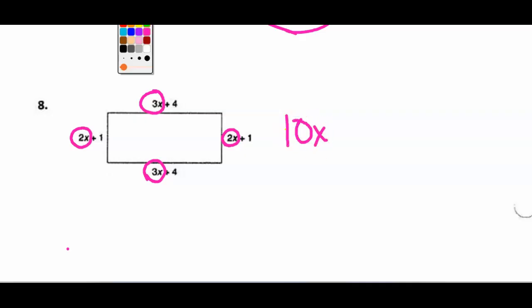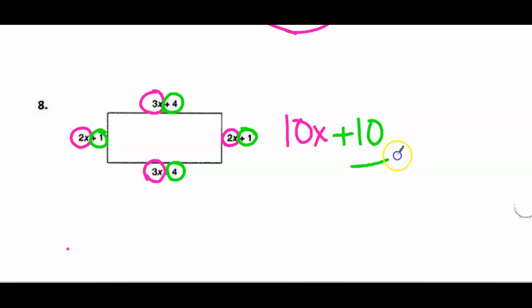Now, the last thing are these numbers by themselves. There's a 1, a 4, a 1, and a 4. And those are all numbers by themselves. So when you add them together, you get plus 10. These are not like terms. So remember, if they're not like terms, you cannot combine them.